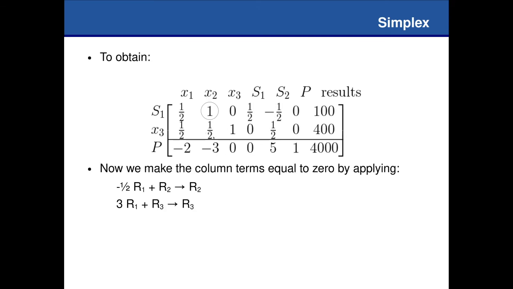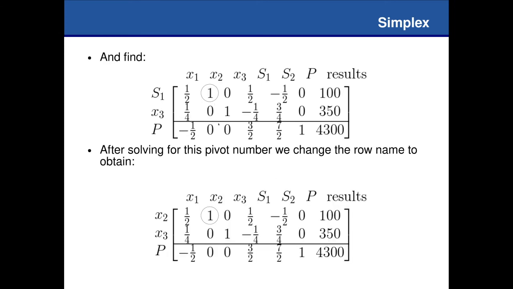And of course, I need to make this element of the second row equal to 0, and this equal to 0 as well. To make this equal to 0, I need to multiply the first row by minus half and sum it up into the second row, assigning it to the second row. The third row will be 3 times the first plus itself, as shown here in this elementary operation. Next step, after applying those, we will have this.